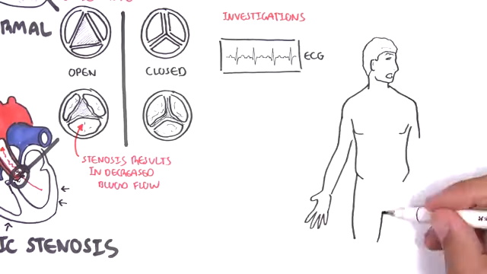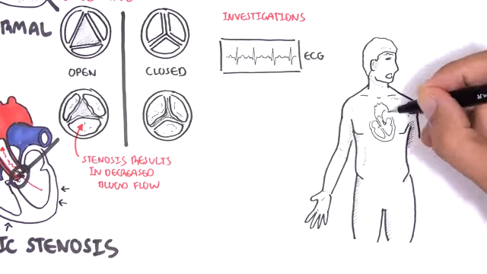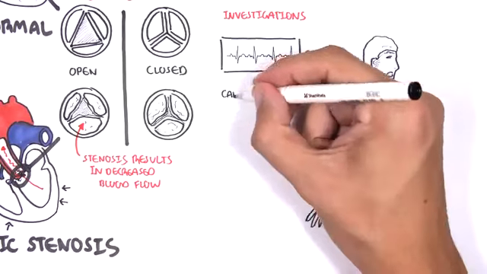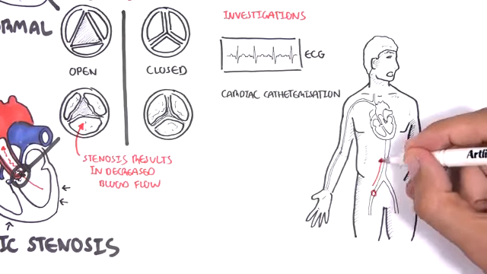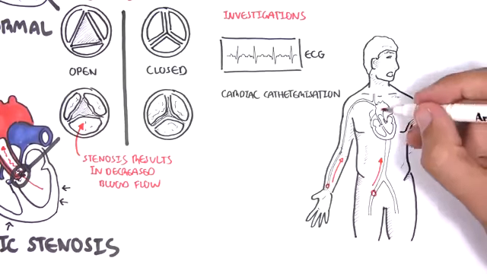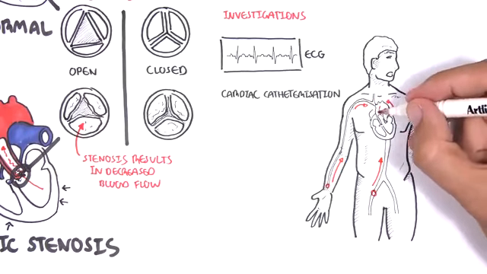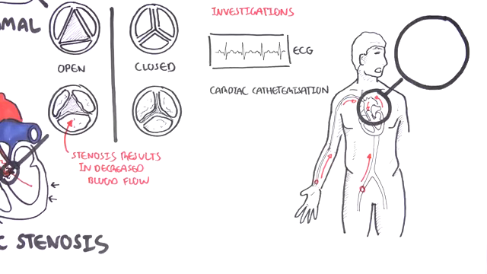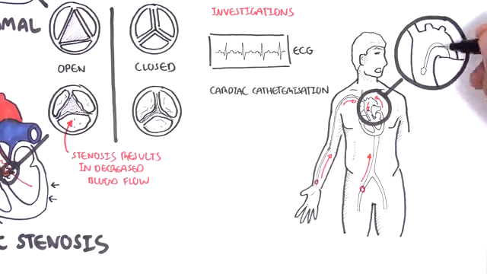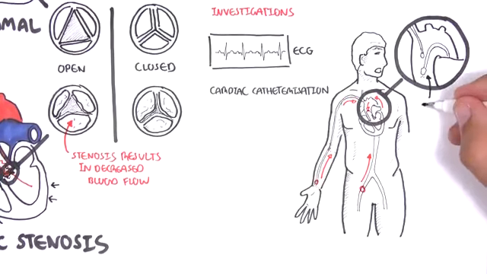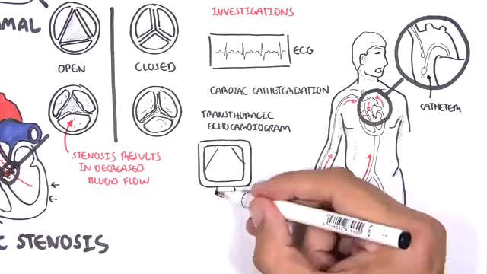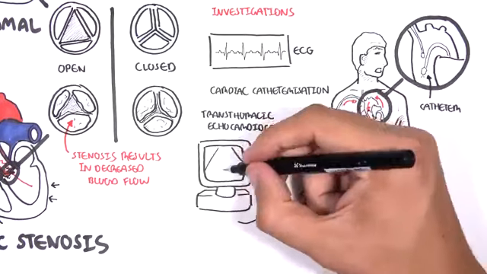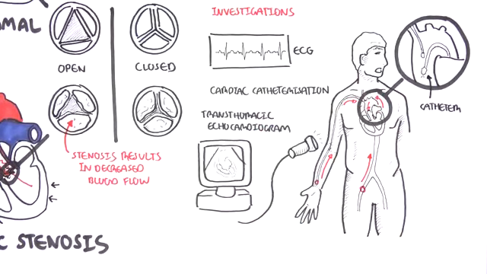Cardiac catheterization can be performed through the femoral artery or radial artery, where the catheter is fed through till it reaches the aortic valve. Here is a catheter approaching the aortic valve. The catheter allows visualization of the aortic valve. Transthoracic echocardiogram can also be performed and is gold standard for looking at valvular heart diseases.